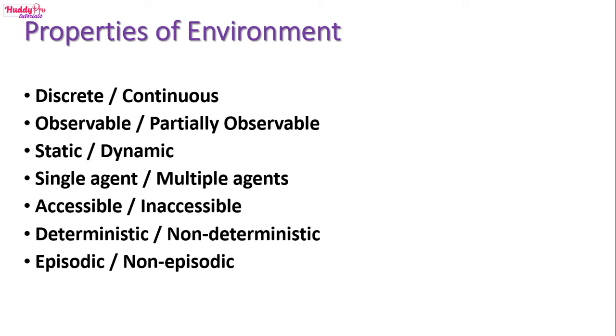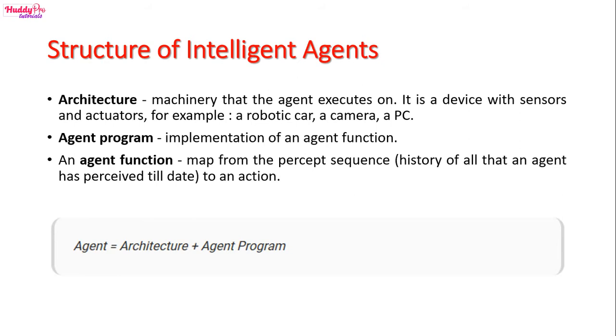Okay, let's now look at the structure of intelligent agents. To understand the structure of intelligent agents, we should be familiar with the architecture and the agent program. What's the architecture? This is the machinery that the agent executes on. It's a device with sensors and actuators, for example, a robotic car, a camera, or a PC.